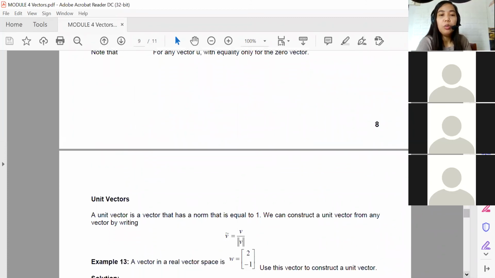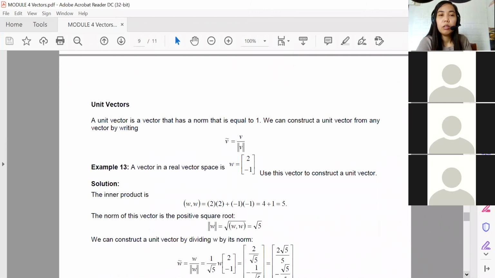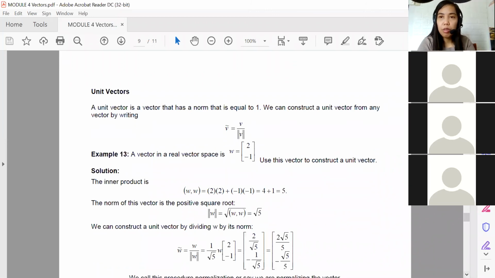Next is unit vectors. So we have dot product, norm, and then unit vector. Magkakadugtong kasi sila, class, yung topic na yan. So a unit vector is a vector that has a norm that is equal to 1. So this is how we denote a unit vector.